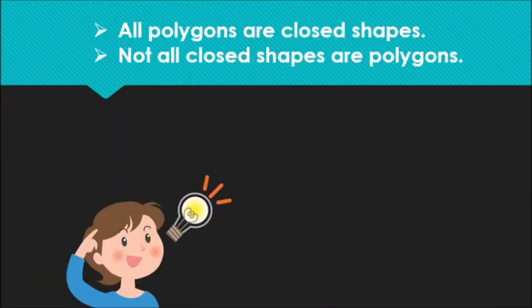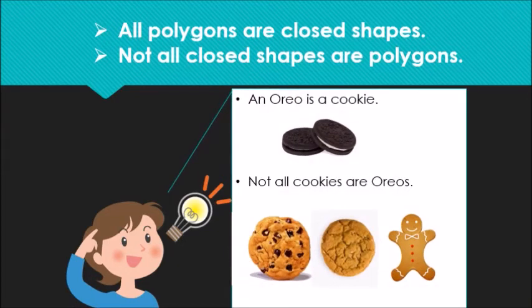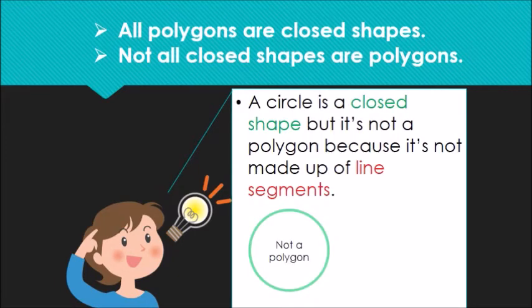All polygons are closed shapes, but not all closed shapes are polygons. Think. An Oreo is a cookie, but not every cookie is an Oreo. There are many different kinds of cookies. For example, a circle is a closed shape, but it's not a polygon because it's not made up of line segments. This shape is not a polygon. It has a curvy path. Polygons do not have any curvy path.